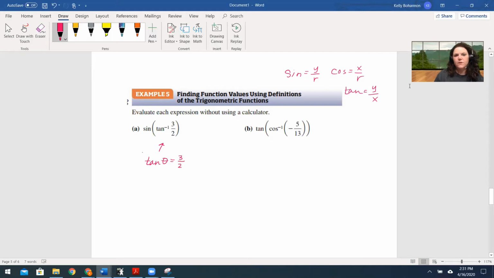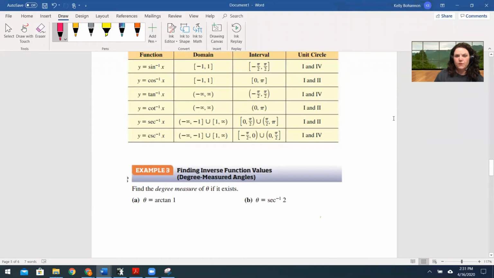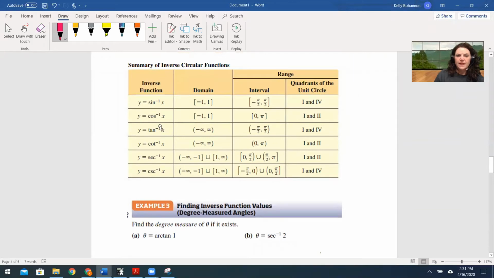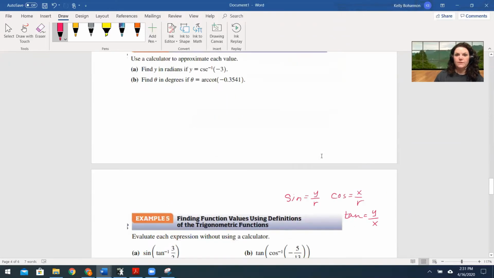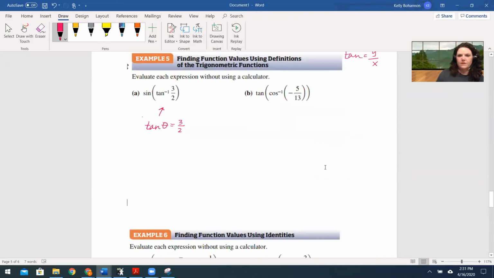So now if I scroll back up to my little chart up here, I can see that tangent is only in quadrants 1 and 4. But if you think about our little acronym, All Students Take Calculus, tangent is not positive in quadrant 4. So that means we have to be in quadrant 1 here. So I'm going to write that just so I know where I am.